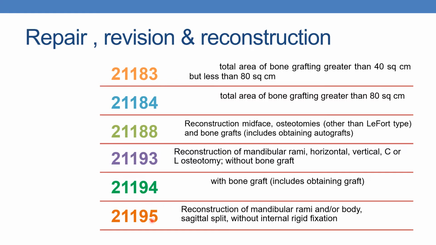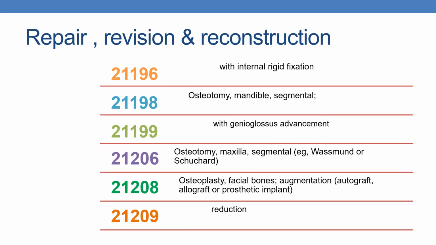The next is 21195. It deals with reconstruction of mandibular rami and or body, sagittal split without internal rigid fixation. The next CPT, 21196. It deals with internal fixation. The next is 21198. It deals with osteotomy mandible segmental. Next is 21199. It deals with osteotomy mandible with genioglossus advancement. The next is 21206. Osteotomy maxilla segmental.